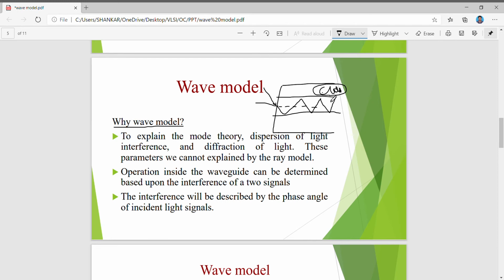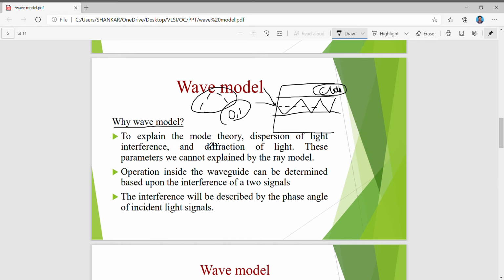So what is the discrete field? Discrete field means whenever we are applying the signal in terms of zeros and ones, or if the signal is transmitted in the form of a discrete signal, this type of signal we cannot propagate by using the ray model. The ray model cannot talk about discrete signals.